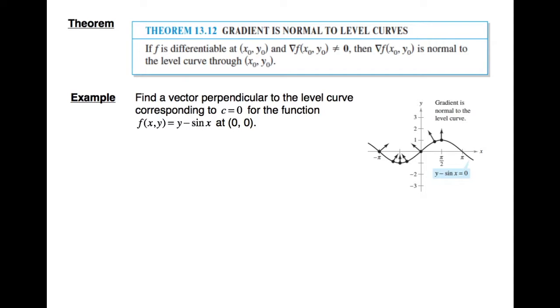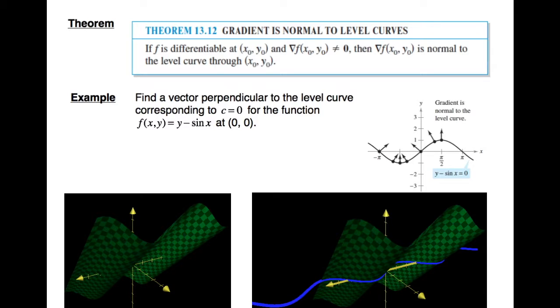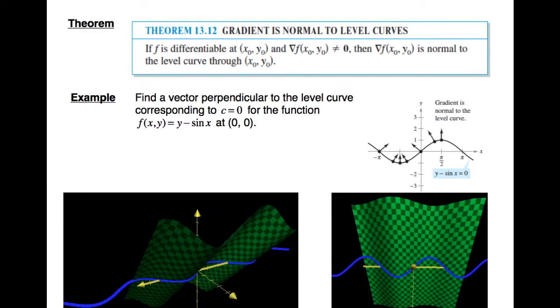Find the vector perpendicular to the level curve corresponding to c equals 0 for the function f of x, y equals y minus sin x at (0, 0). This is what the function looks like, the surface in 3D, and if we focus on the level curve c equals 0, here it is. If we look at it from above, it's really just y equals sin x, right? Because if 0 equals y minus sin x, then y equals sin x.